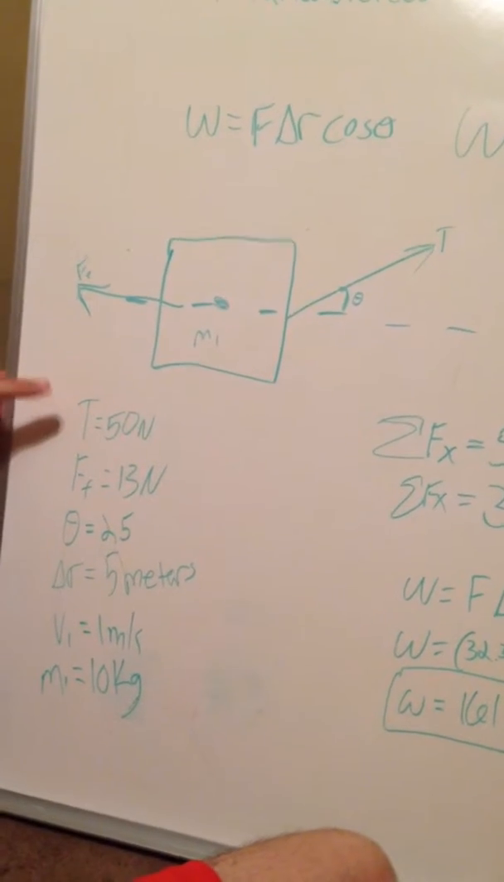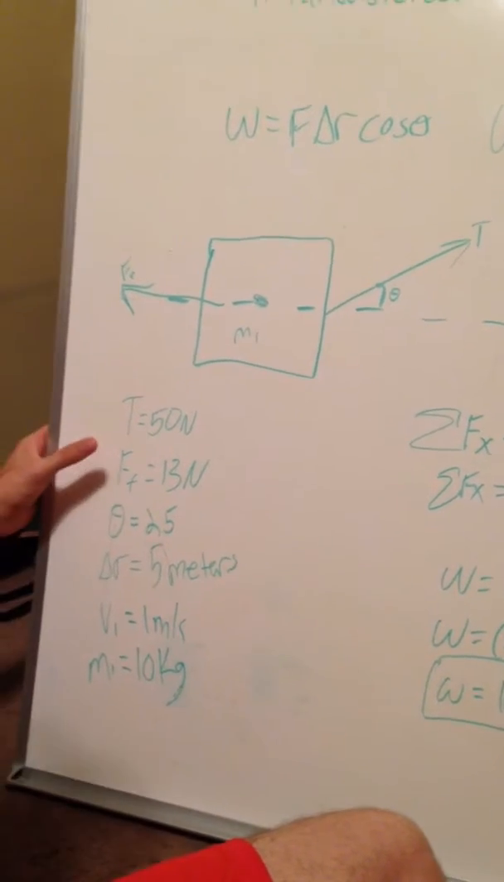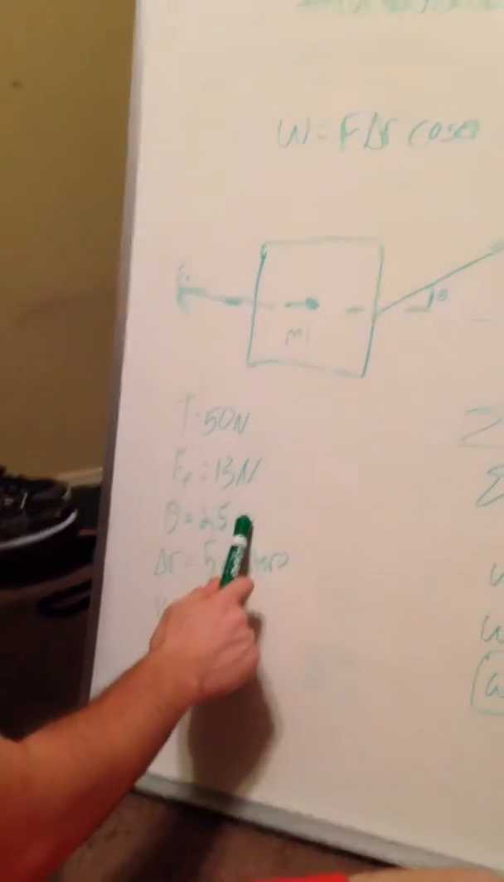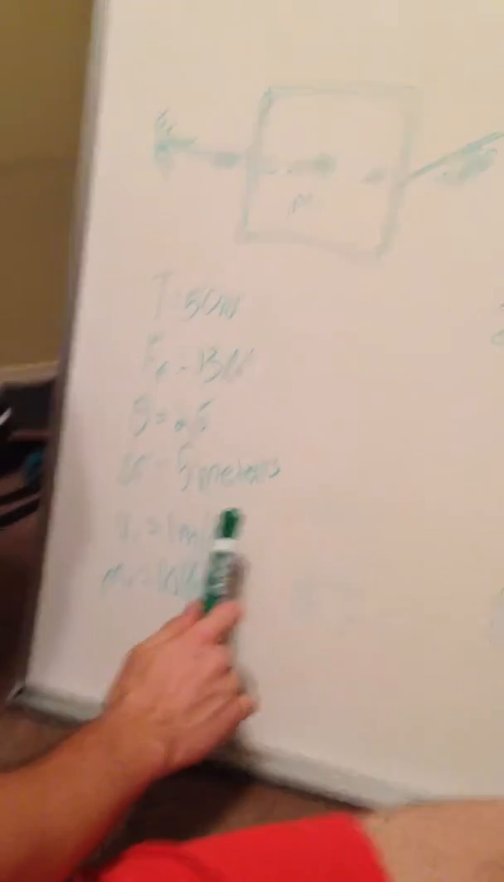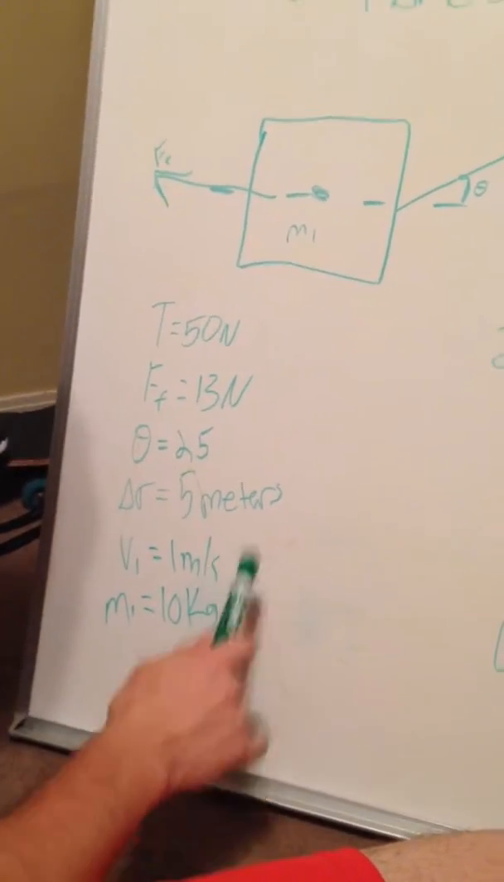We're given that tension is 50 newtons, the force of friction is 13 newtons, and the angle theta is 25 degrees. It's going to move 5 meters, the initial velocity is 1 meter per second, and M1 weighs 10 kilograms.